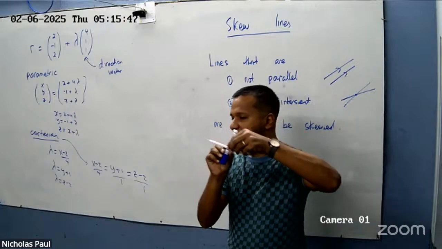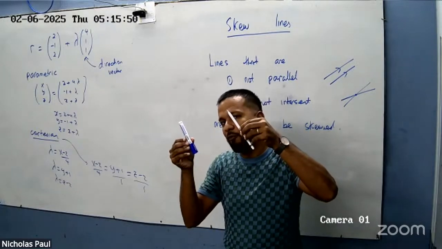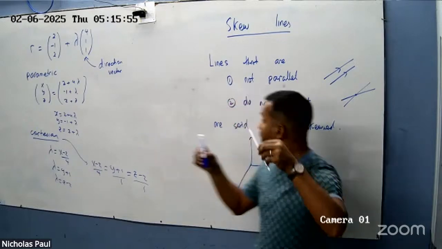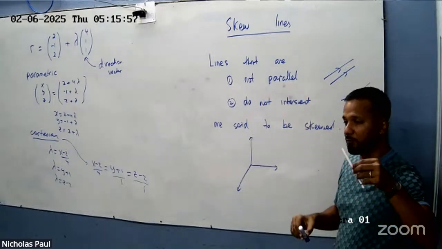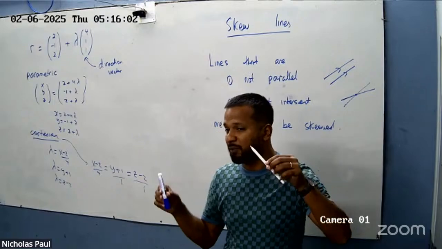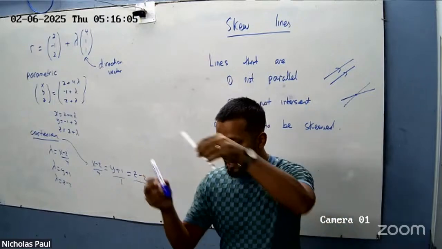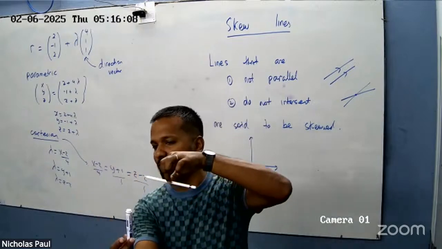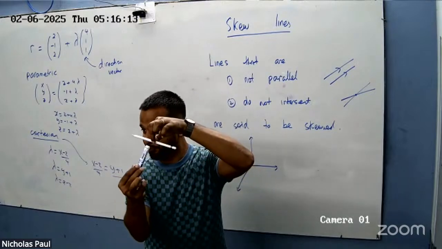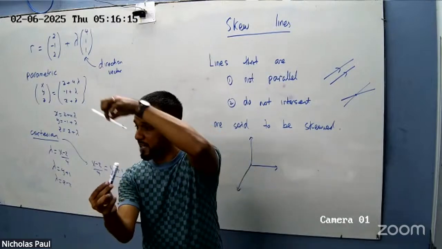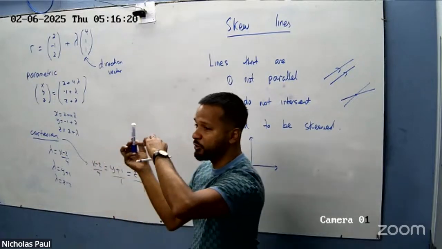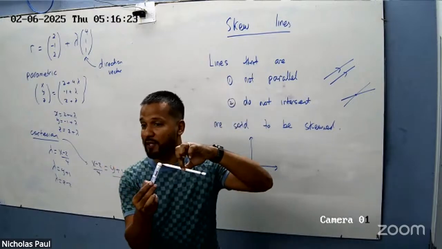If lines are parallel, they'll never meet. If they intersect, they're not skewed. But how do I draw two lines that never meet and are not parallel? If I have a line here and I put a line in front like this, will these two lines ever meet? This line going down, this line going like that. They're not parallel, so they will never meet. But remember, it's a 3D diagram.